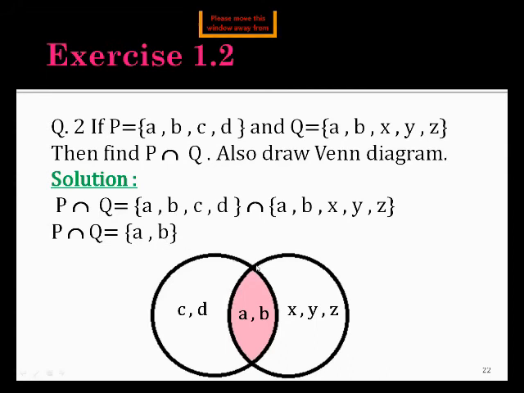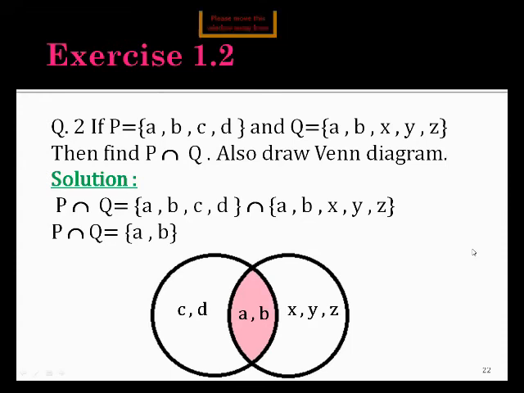For the Venn diagram, we have to draw two circles that are overlapping with each other. In this portion, we write those elements which are only in set P, just like C and D. And in this portion, we write those elements which are present only in set Q, just like X, Y, and Z. In the middle portion, we write those elements which are common, just like A and B are common in both sets. But as you see, students, the intersection represents the common elements in both sets. So we only shade the central part of these two overlapping circles. This shows the intersection of two overlapping sets.